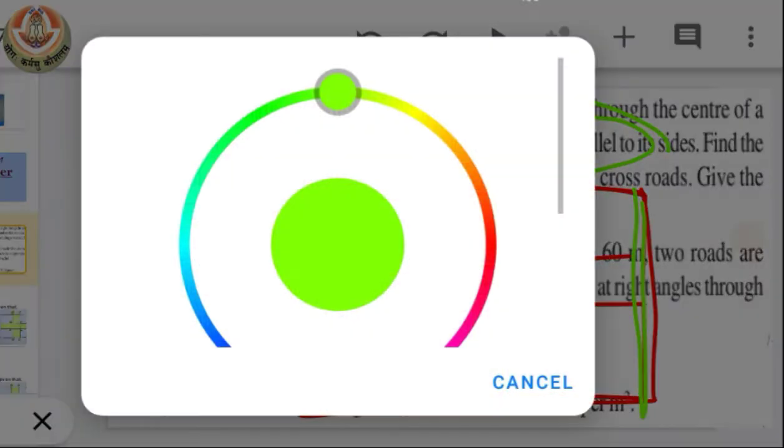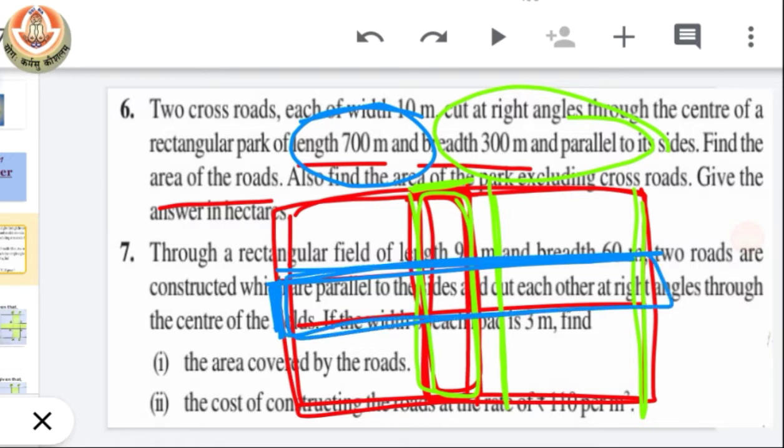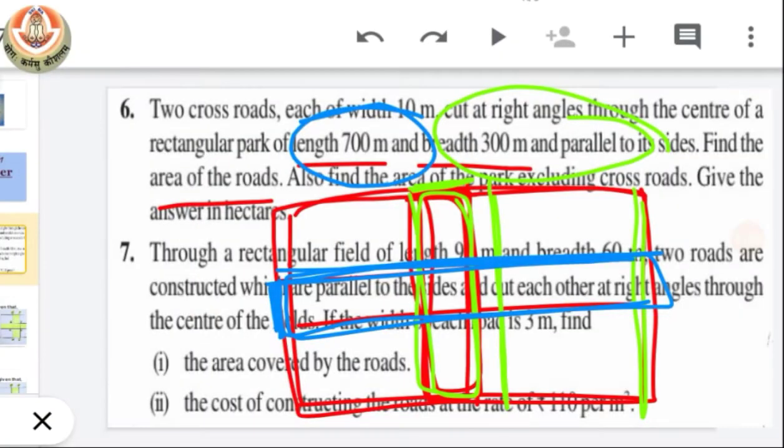Similarly, to find the area of this path, we know that its width is 10 meter and its length is the length of rectangular field, that is 700 meter. And we can easily find the area of this road also. But you can see that this portion is occurring in both the roads.